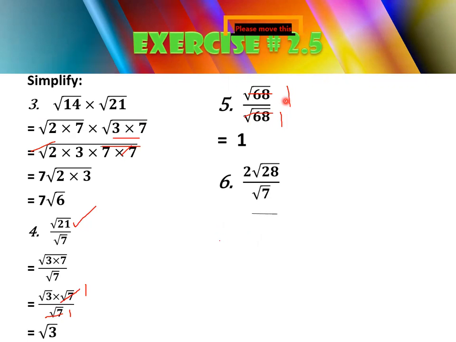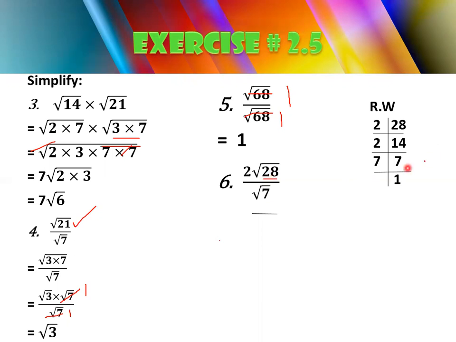Now move on to question number 6. What is question number 6? Simply, you are going to break this 28 into its factors, and you cannot break the 7 into factors because it's a prime number. So for the factors of 28, you are going to take the LCM of 28. The factors of 28 are 2 multiplied by 2 multiplied by 7.